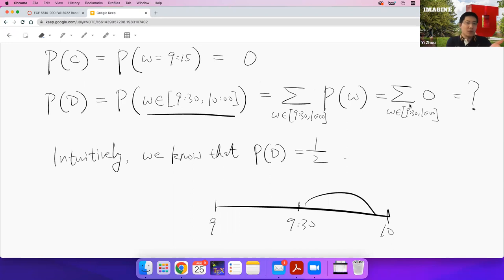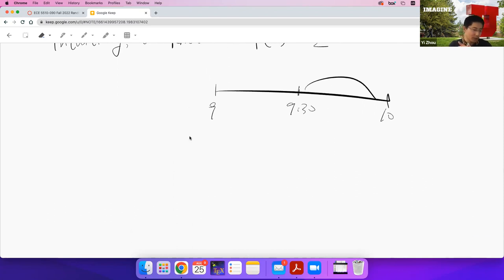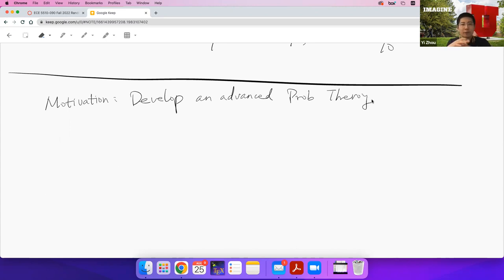And this is just one example. We can have so many other examples as long as they involve some continuous stuff. Then we realize this traditional framework is not good enough to deal with all the important cases that are involved in real life. This motivates Kolmogorov to develop the modern probability theory framework, an advanced probability theory that can work for both finite and infinite, discrete and continuous scenarios.